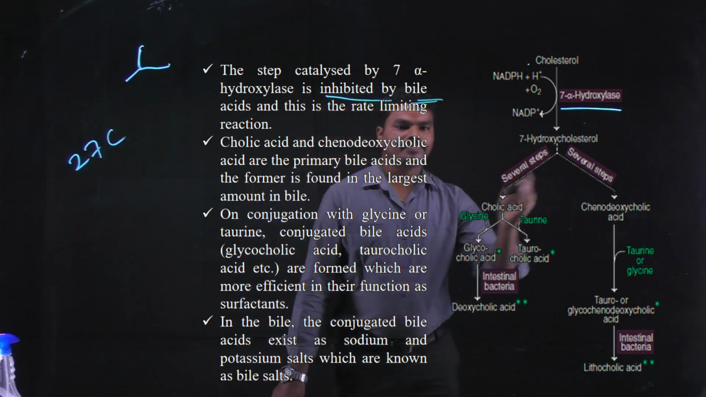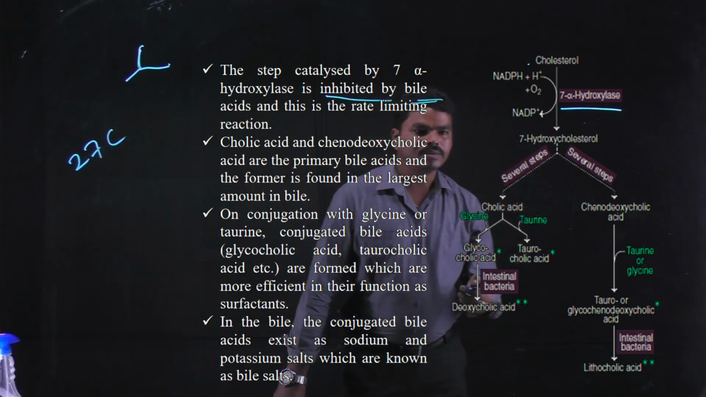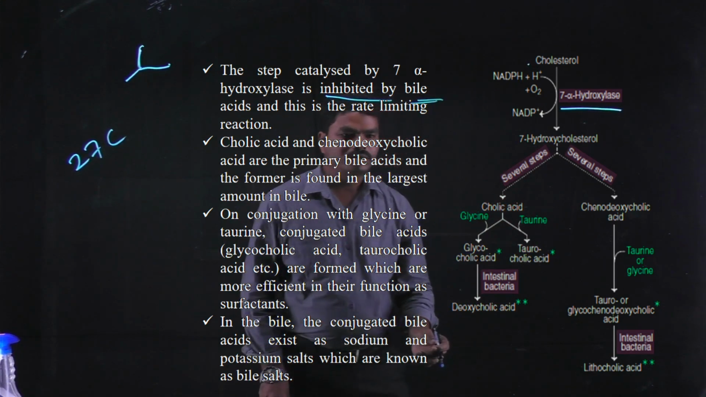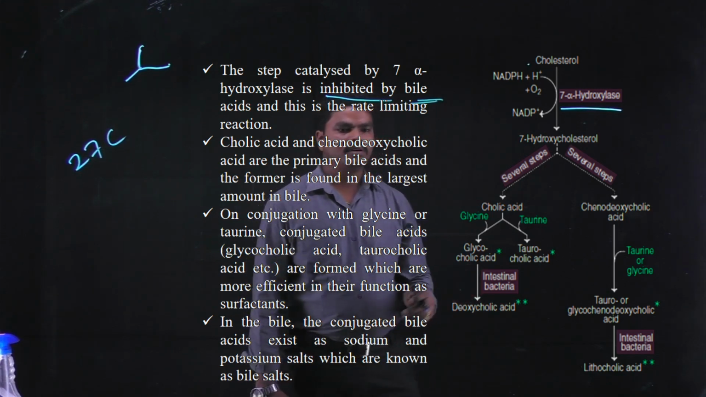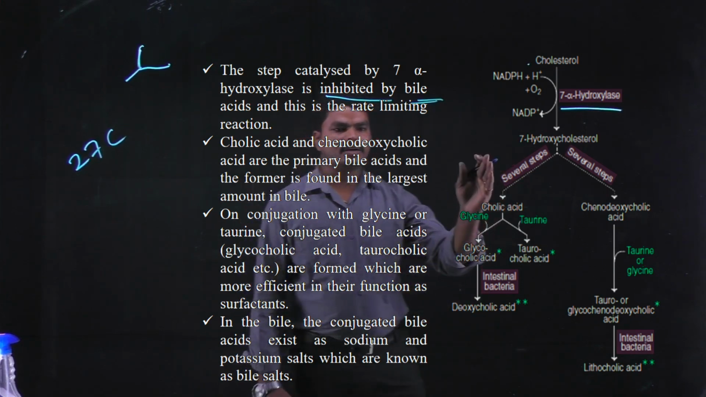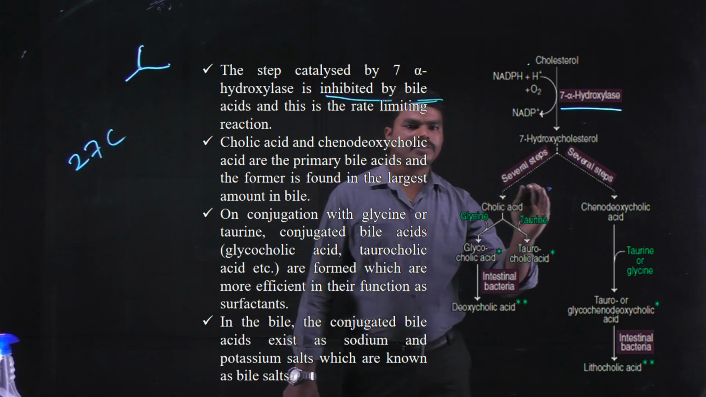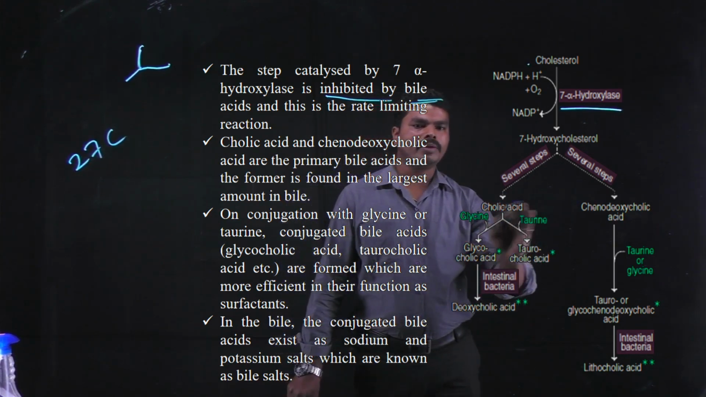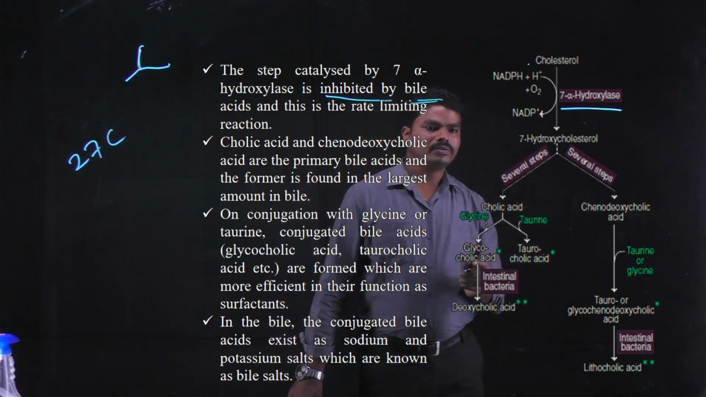Okay, and from this 7-hydroxy-cholesterol, there is production of deoxycholic acid, and another one is lithocholic acid. There are two types of acids produced from the 7-hydroxy-cholesterol. In the first one, cholic acid and chenodeoxycholic acid are formed. These two are considered the primary bile acids. These two are produced in larger amounts.